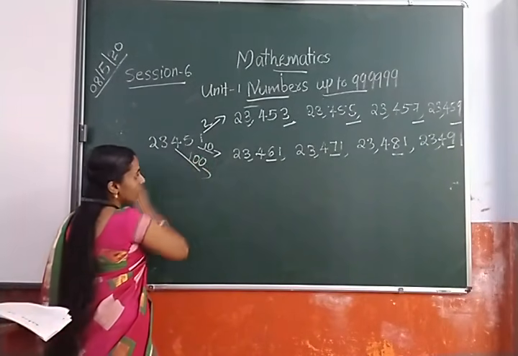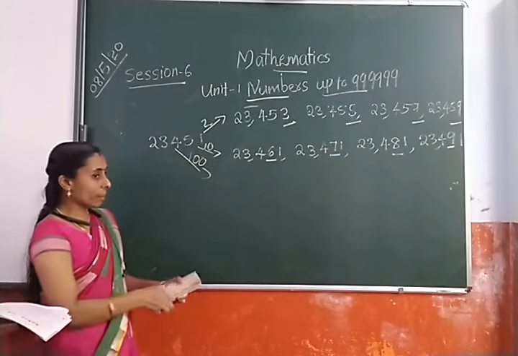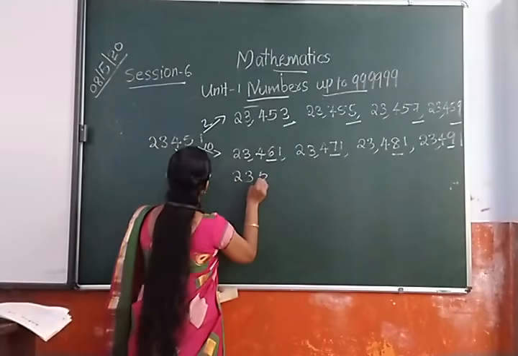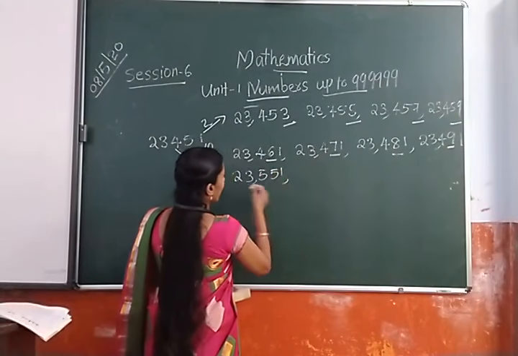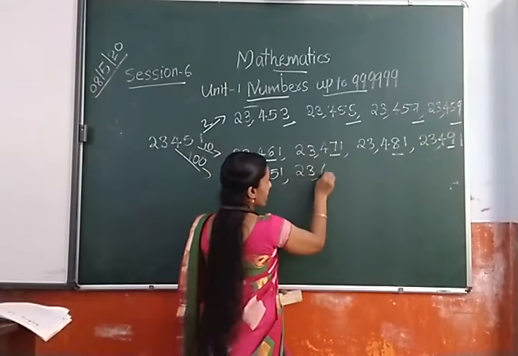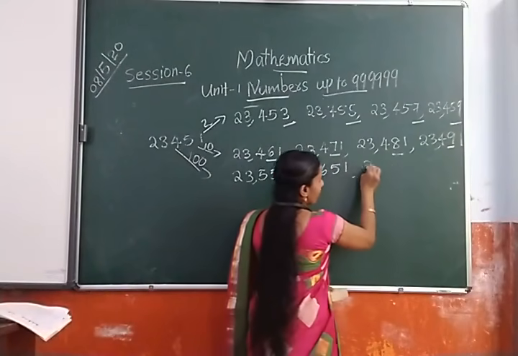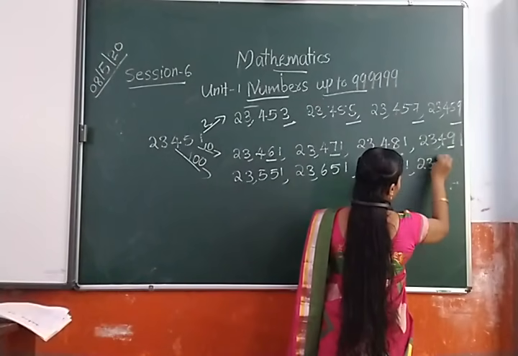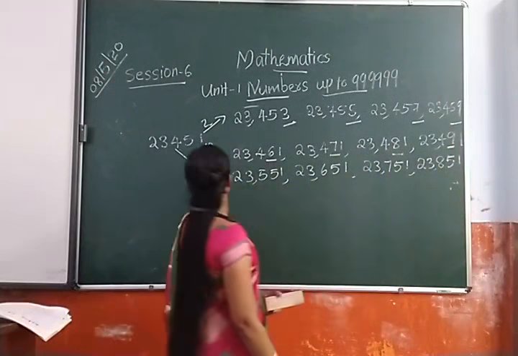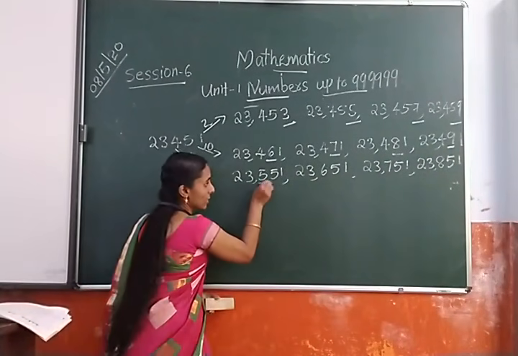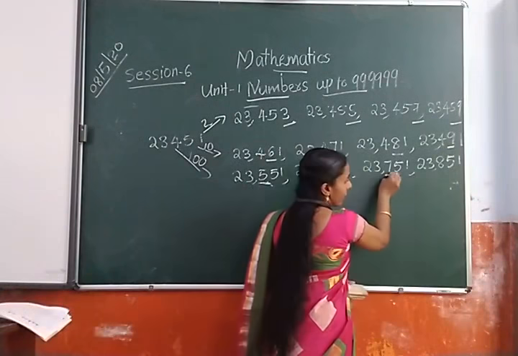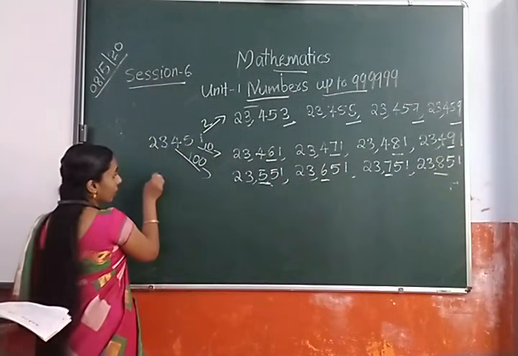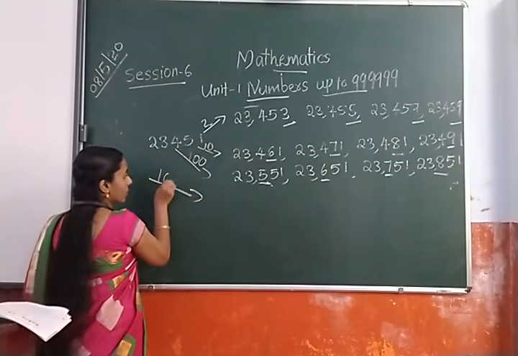Next one, counting by hundreds. Which place will change? Hundreds place. Which number is here in the hundreds place? 4. Then 23,551, 23,651, 23,751, 23,851. Okay, here the hundreds place: 4, 5, 6, 7, 8. Okay, next one, counting by thousands.